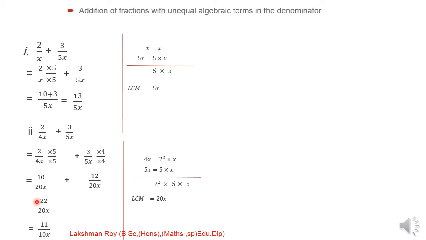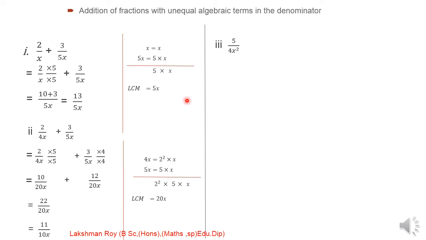Okay. Move to another example, right? So here you can see 22 over 20x. You can simplify 22 and 20, right? So you can cut by a number, divide by a number. What is the number? That is the number 2, right? 22 divided by 2 is 11. 20 divided by 2 is 10, right? So if you get this type of fraction, if you can simplify, you have to write the simplest form. Understand? So that is important.